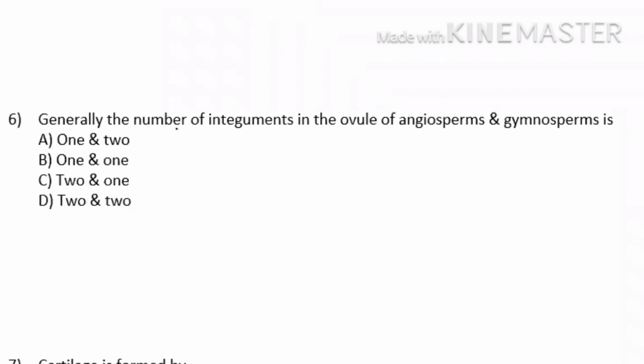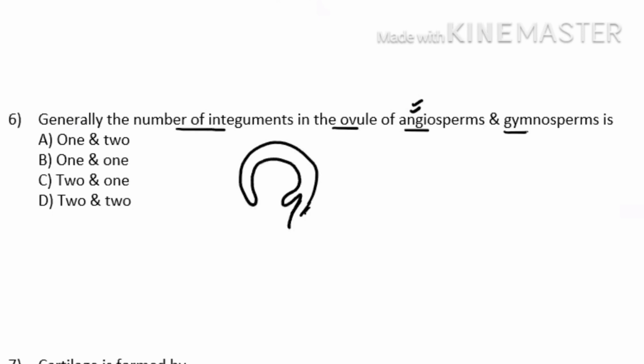The question is asked, how many integuments are present in the ovule of angiosperms and gymnosperms? So see first of all the ovule of angiosperms. It is bitegmic condition. So the ovule of angiosperms is bitegmic. They have two integuments. This is the outer integument and this one is the inner integument. So in angiosperms, two integuments are present, but in gymnosperms, the ovule is unitegmic only.